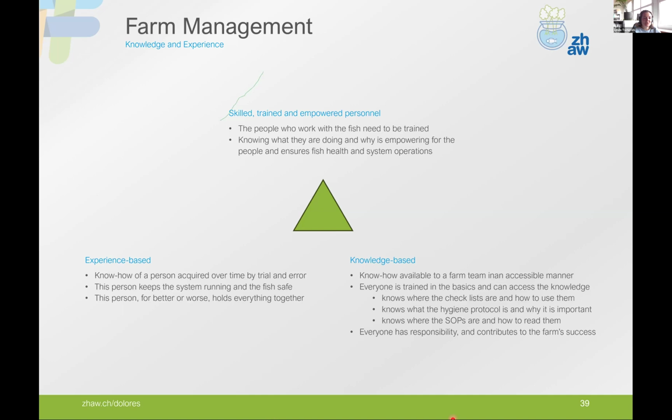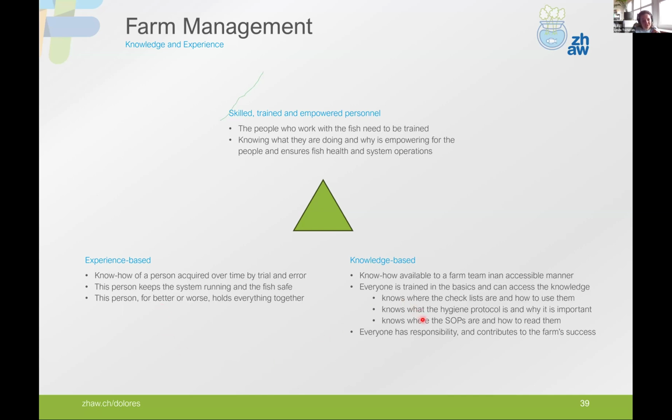And there are two different philosophies that you can have. You can run an experience-based system, which means there's one or two people around that have a lot of experience that they acquired over time by trying and by failing. Those people are responsible to keep the system running, and all the knowledge is with them. For better or worse, if those people are on holidays or they do not work there anymore, the knowledge and experience goes away with them.